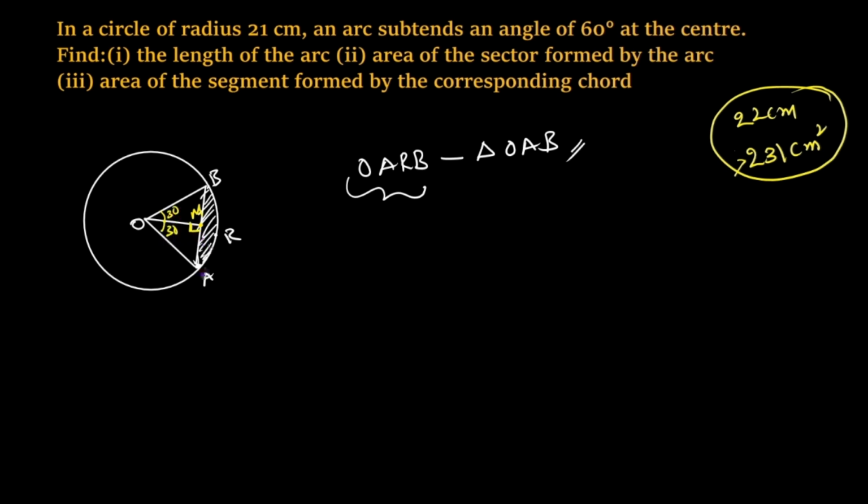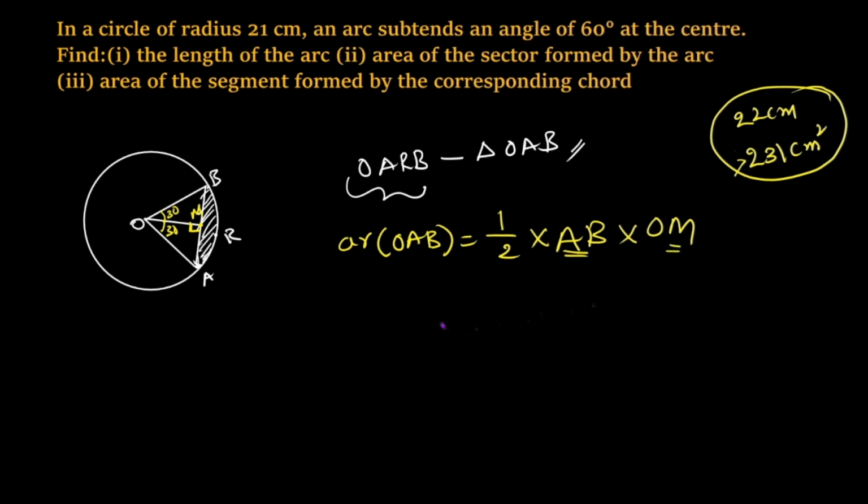Okay. So now for the triangle area, we need to know base into height, right? The base, let's take the AB. So the triangle area, I'll put area of the triangle OAB. The base is AB, and height is OM. If you know the AM length and OM length, then you can find the triangle area, right?